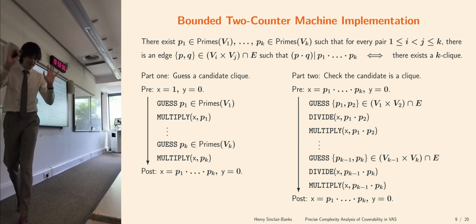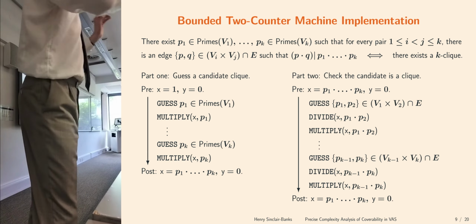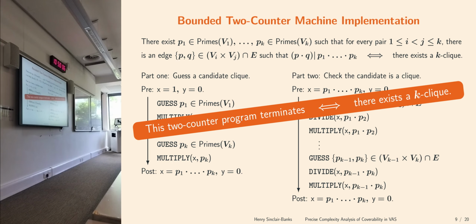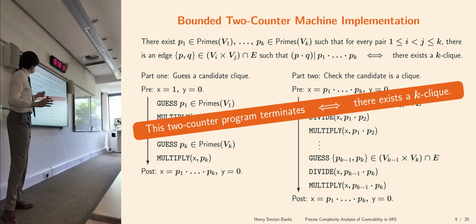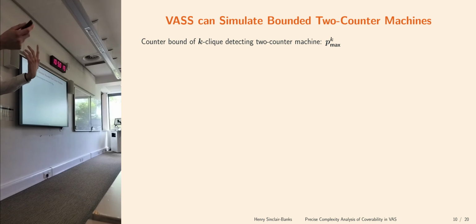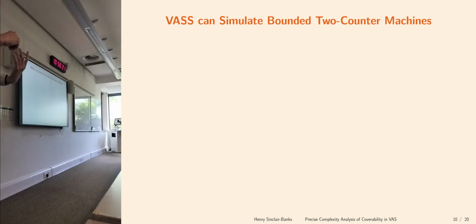And I'll get to the end with exactly the counter values I started with, only if I was able to succeed all these divisibility tests. And so I can slam on the sticker of correctness. This counter program terminates if and only if there was a k clique, which is good. And so now I need to tell you how to simulate these machines with VASS.